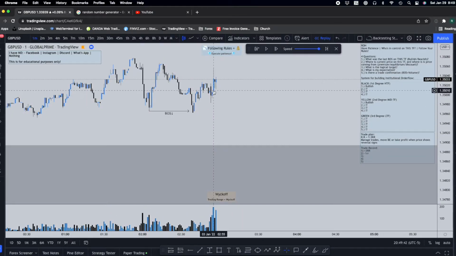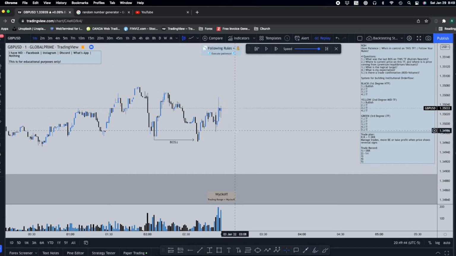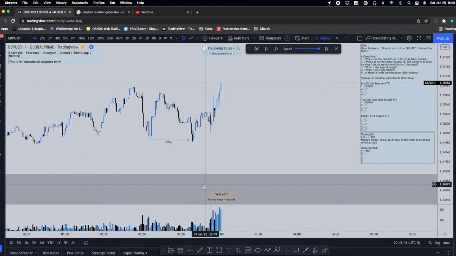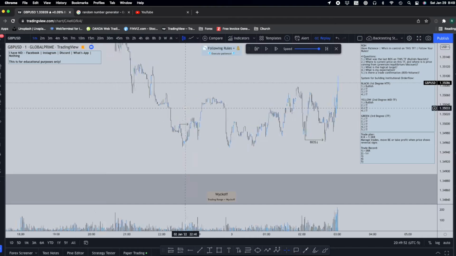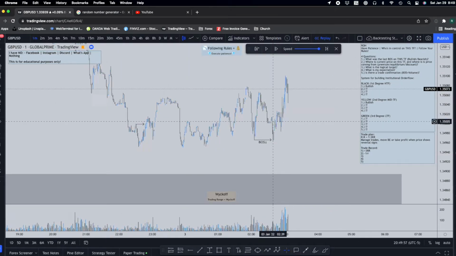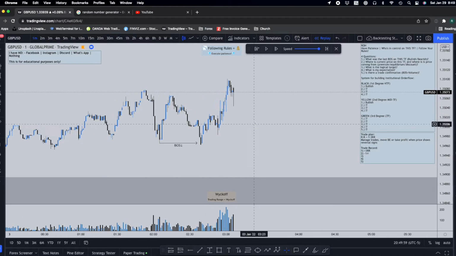Okay. High volume, not going. It's like not pushing up. High volume, not pushing up. Okay, now it did. Alright. But it could just be grabbing those orders. Right? Hitting those buy stops.